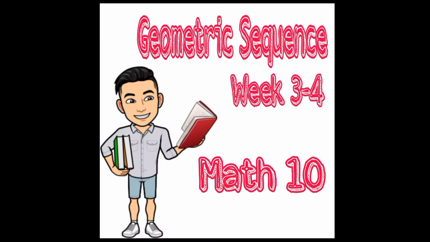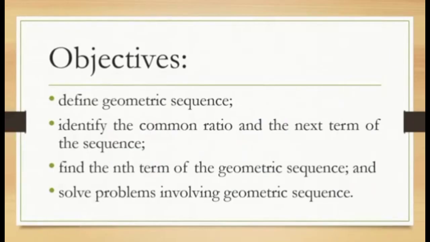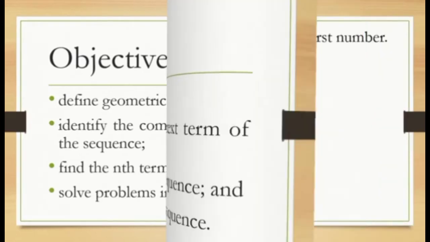In the previous lesson, you already know sequences in which a certain number is added to each term to get the next term. Now, you will explore sequences in which a certain number is multiplied. So in this video, we define geometric sequence and also identify the common ratio and the next term of the sequence, find the nth term of the geometric sequence, and solve problems involving geometric sequence.